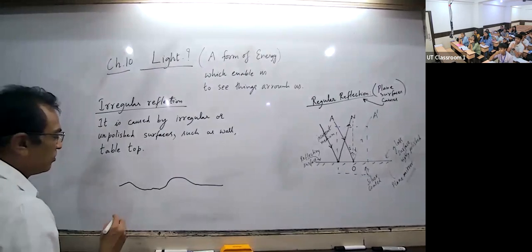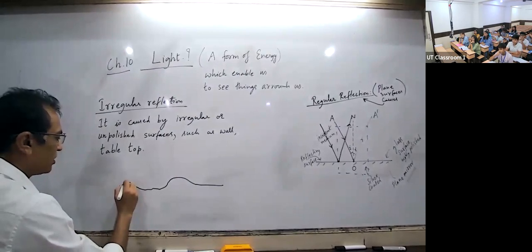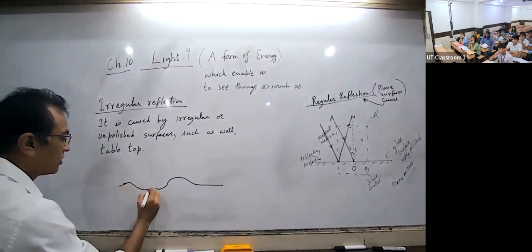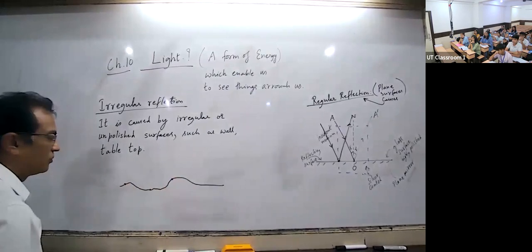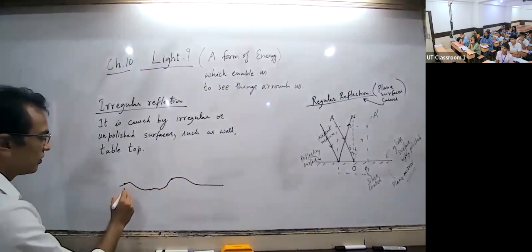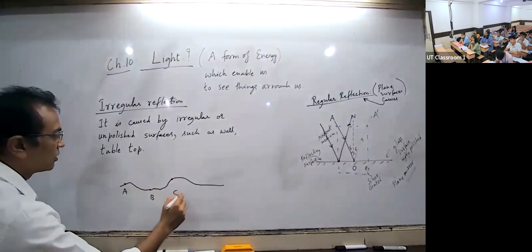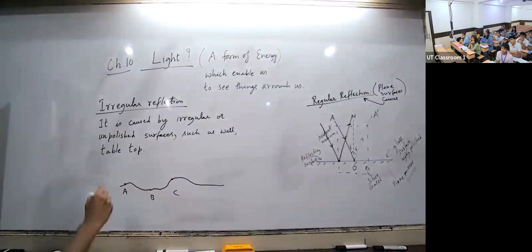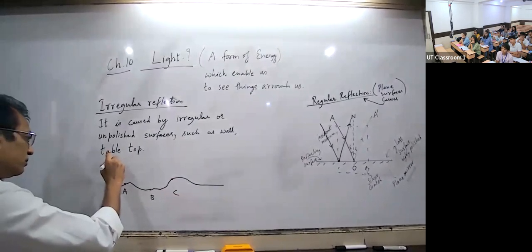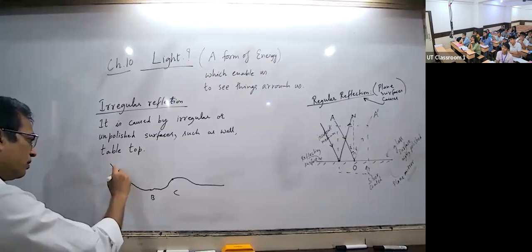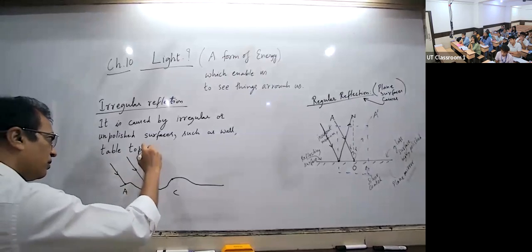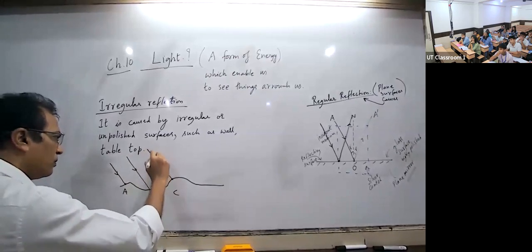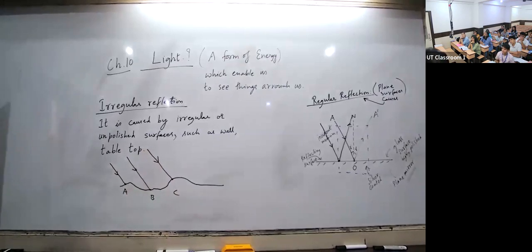Now let us choose some points. One point is this, then you have this, and then you have this point. Let's call them A, B, C. So the incident rays will all be in what direction? Same direction, isn't it? These are your incident rays. Now you need to draw the reflected ray.